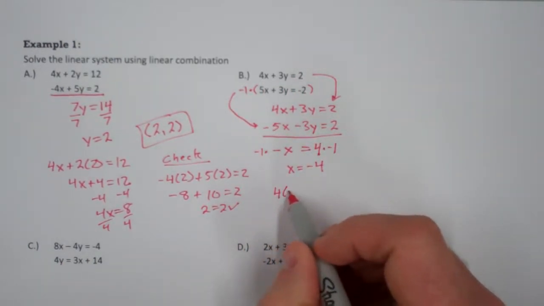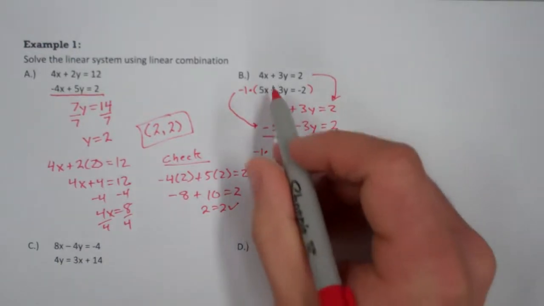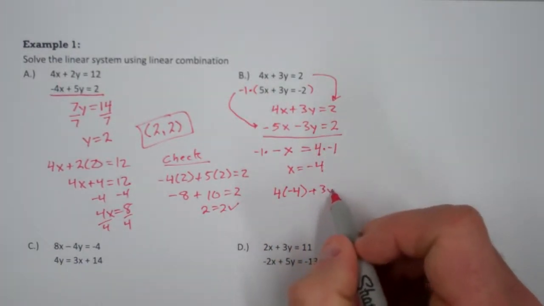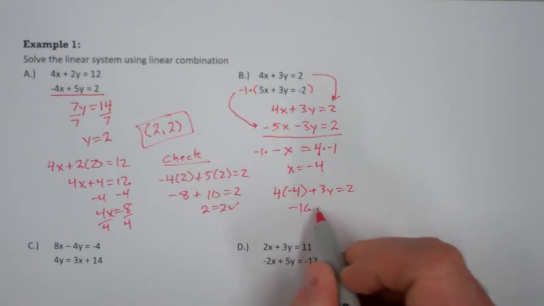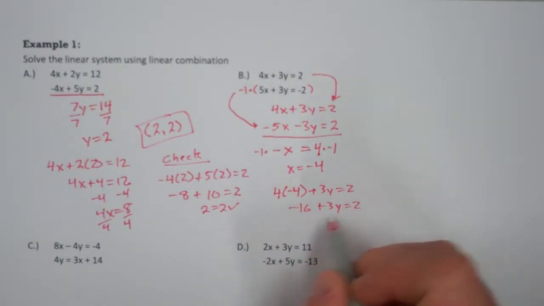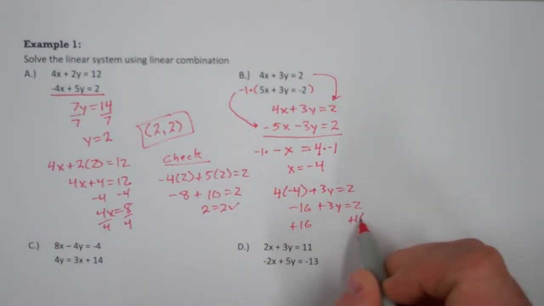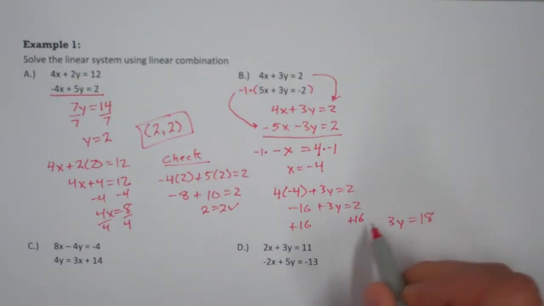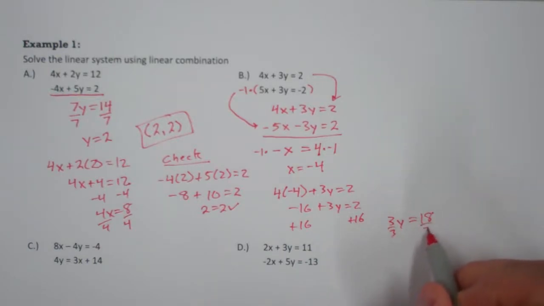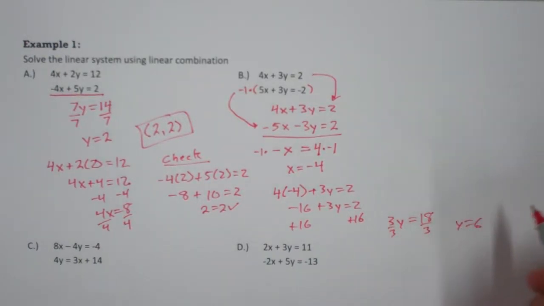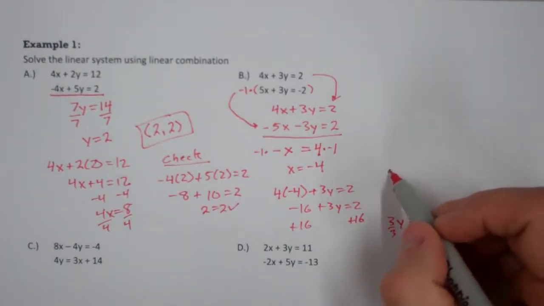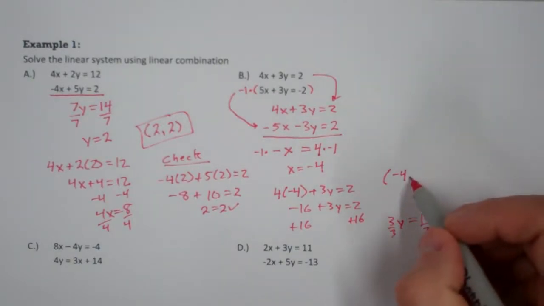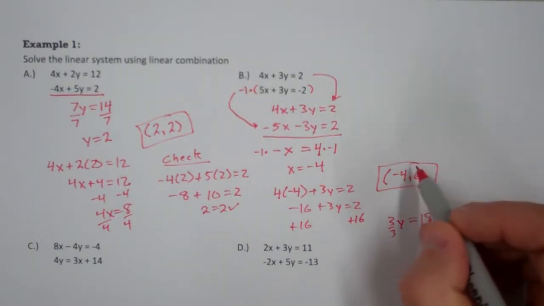And to find y, we're just going to replace x with negative 4 and see what we get. So we've got negative 16 plus 3y is equal to 2. We'll add 16. We have 3y then is equal to 18. And then we'll divide by 3, and we find y to be 6. So we think the solution to this one is (negative 4, 6). Let's check it.